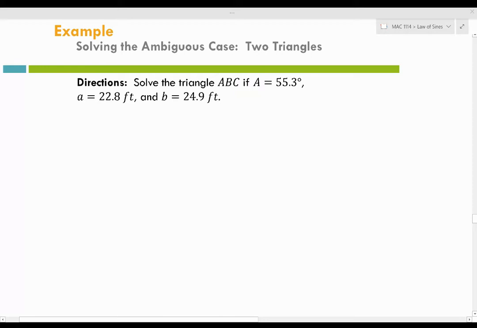All right, you guys, we're going to continue our discussion on solving oblique triangles with the law of sines. Let's continue with this problem. So the directions say solve the triangle ABC if A equals 55.3 degrees, little a equals 22.8 feet, and little b equals 24.9 feet. All right, so just like our previous problems, I'm going to draw a triangle.